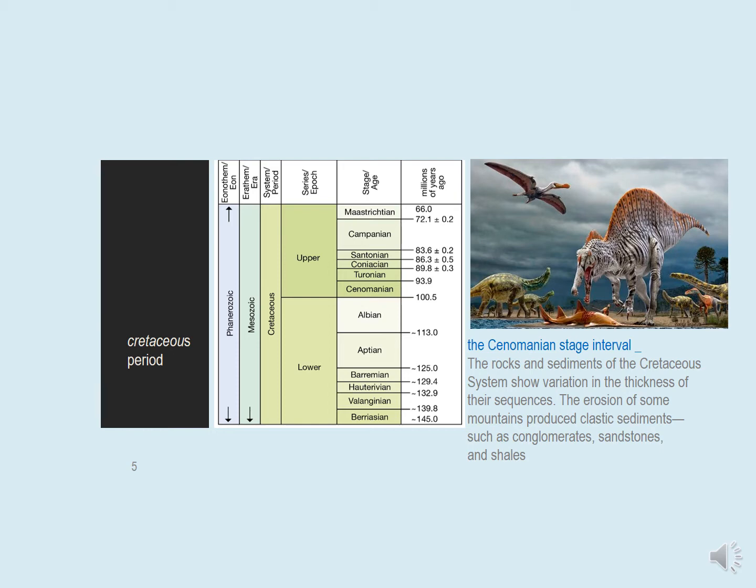In the upper series, we can find the Cenomanian stage, which is the interval of time that corresponds to the rocks, sediments, and fossils described in the type area of the Cenomanian stage. The rocks and sediments of the Cretaceous system show variation in the thickness of their sequences. The erosion of some mountains produced clastic sediments such as conglomerates, sandstones, and shales.